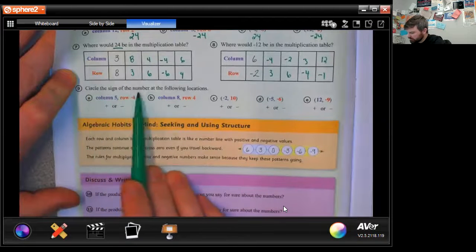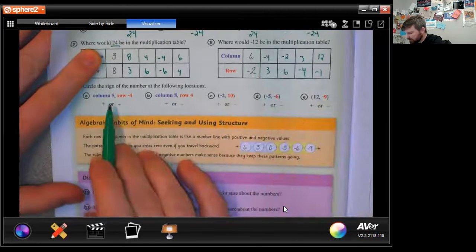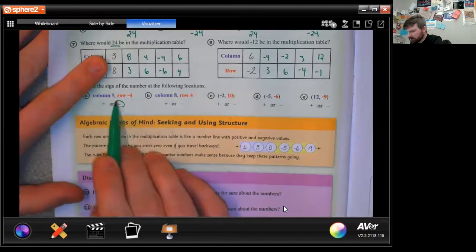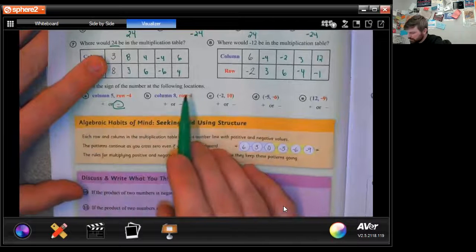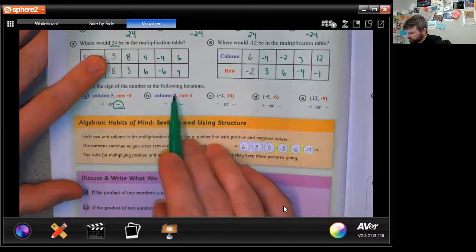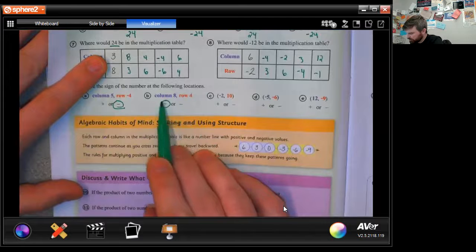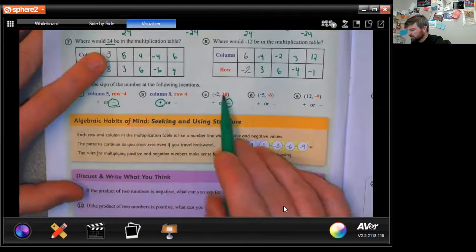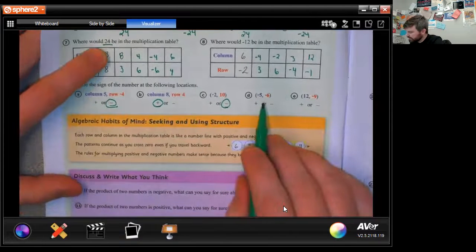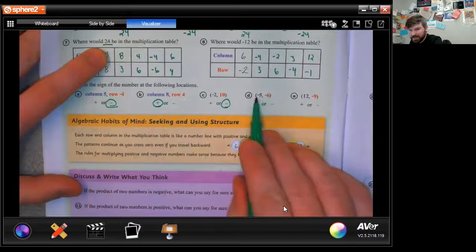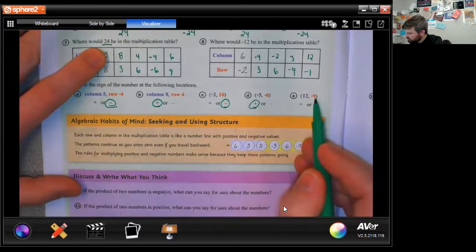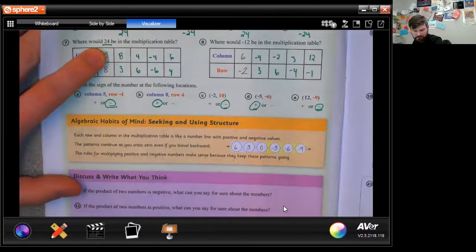Circle the sign of the number at the following location. So you got column 5, row -4. So one of those is a negative, so your answer will be negative. Column 8, row 4, both of those are positive, so your answer will be positive. -2, 10. So 1 is negative, so you will get a negative answer. In fact, that's -20. -5, -6. Both are negative, so that would be positive. 12, -9. 1 is negative, so that is negative.